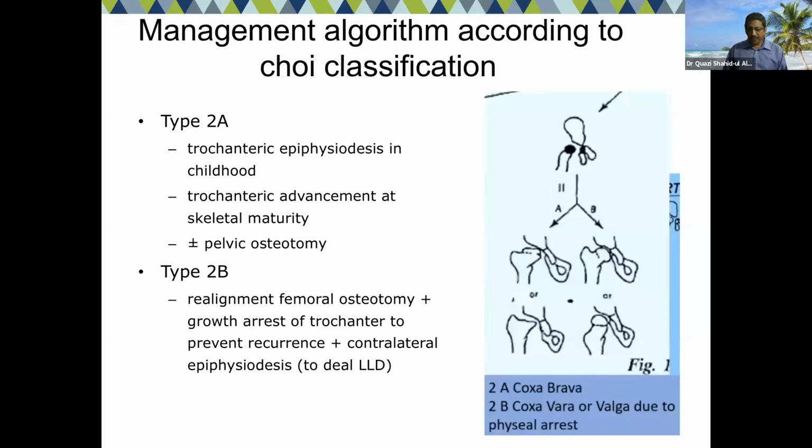If it is a type 2B, that means a coxa vara or valga produced because of the physeal affection, then we can go for a realignment osteotomy, that is the varus or valgus osteotomy, whichever is required. But always remember to go for the growth arrest of the trochanter to prevent recurrence. Otherwise, whatever varus or valgus osteotomy you achieved, if the trochanteric physis is still alive, because it is growing alone, the neck physis is already damaged, then it will again lead to deformity. So don't forget about the fusion of the greater trochanter whenever you go for realignment femoral osteotomy for septic arthritis sequelae diseases. And you can also consider epiphysiodesis of the contralateral limb or the lengthening of the ipsilateral limb to deal with the LLD, either at the same sitting or at a later period.